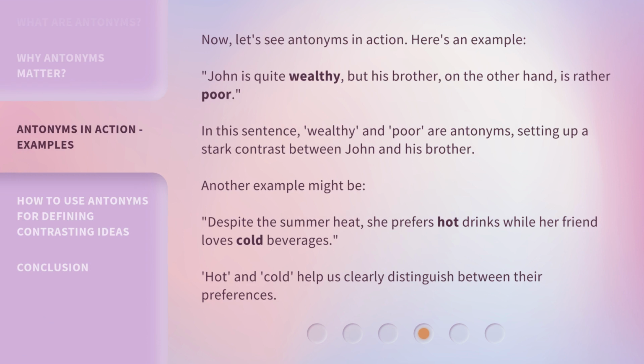Now, let's see antonyms in action. Here's an example. John is quite wealthy, but his brother, on the other hand, is rather poor. In this sentence, wealthy and poor are antonyms, setting up a stark contrast between John and his brother.